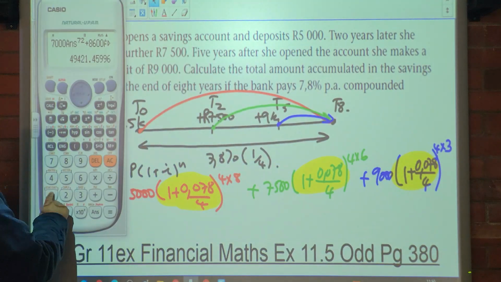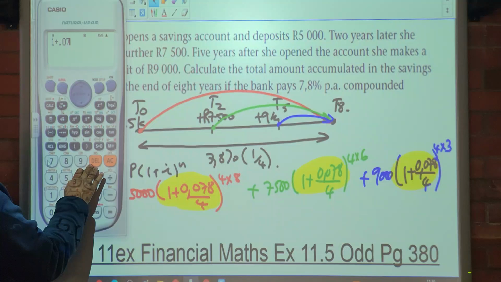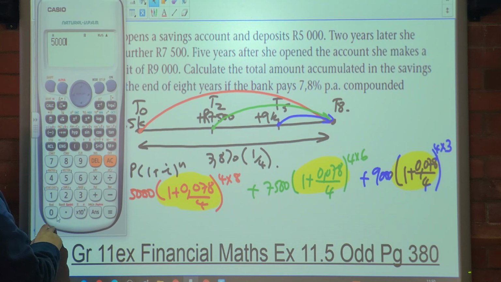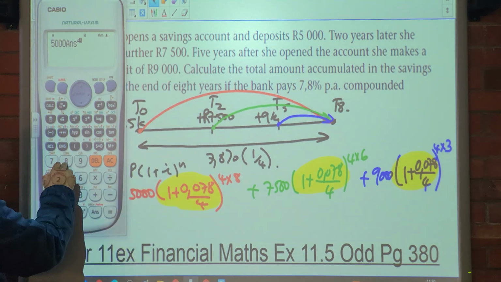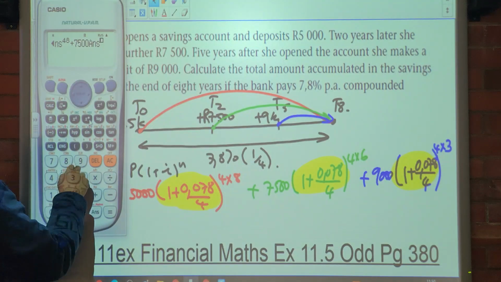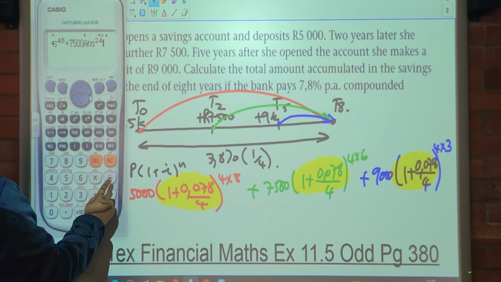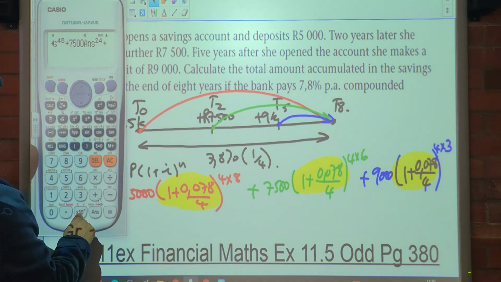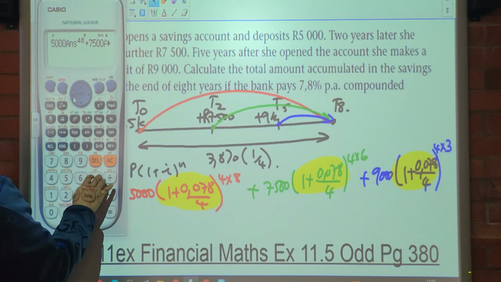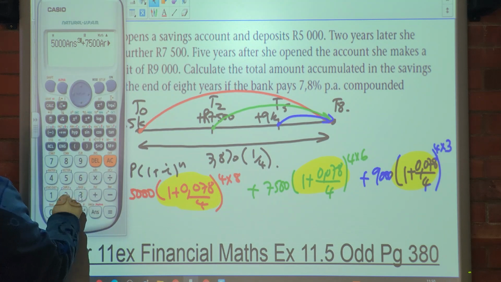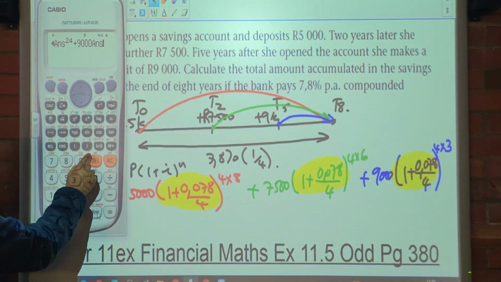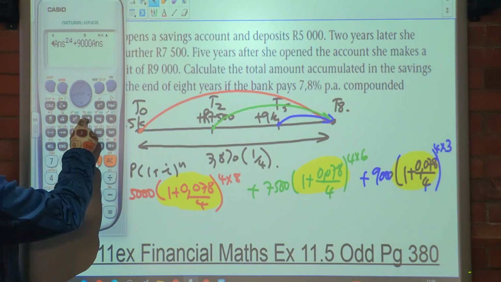Okay. So it's 1 plus 0.078 over 4. It's going to be 5,000 Rand, answer to the exponent 48, plus 7,500, answer exponent 24. Oh, 4 times 8 is 32. How do I get 48? 6 times 8 is 48. Sorry about that, 32. And then 9,000, answer exponent 12.